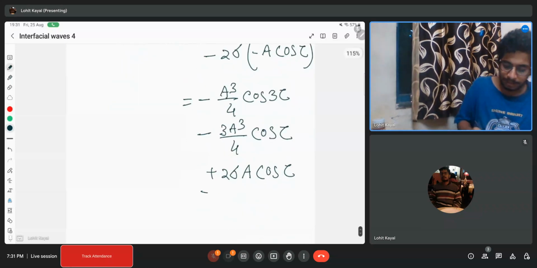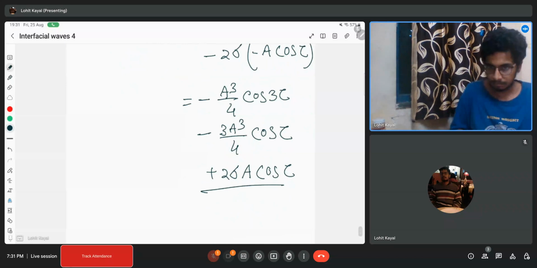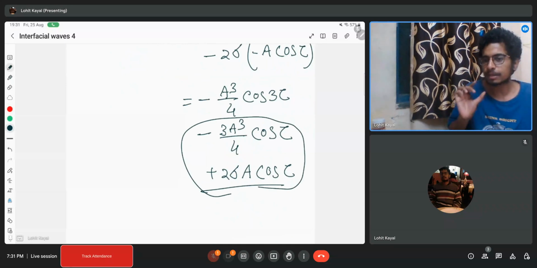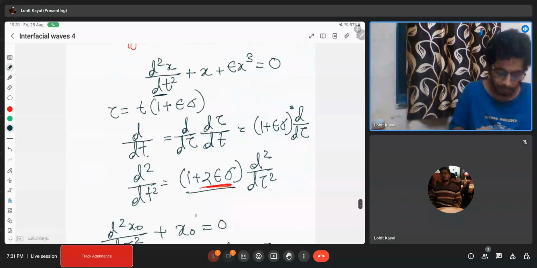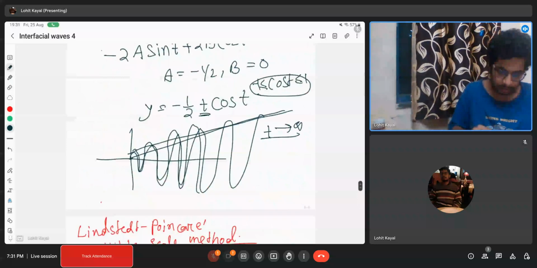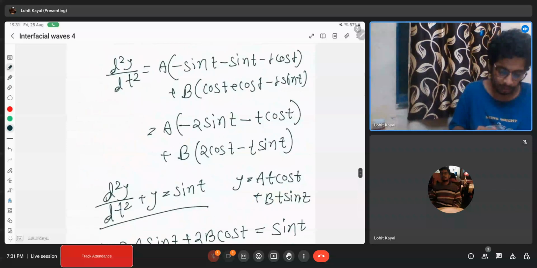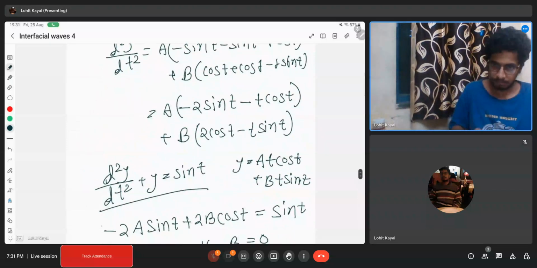So remember that to get a physical answer, we need to remove anything related to cosine of tau on the right side. But in the previous method, we didn't have any mechanism. We didn't know how to remove this term.